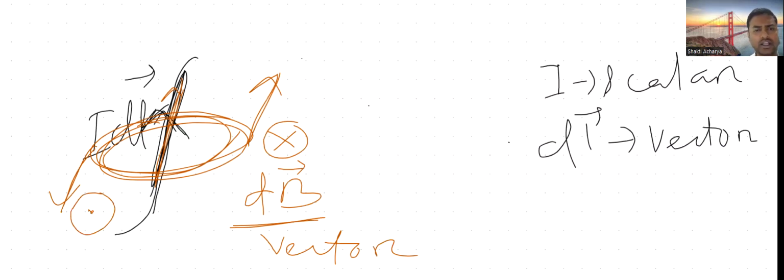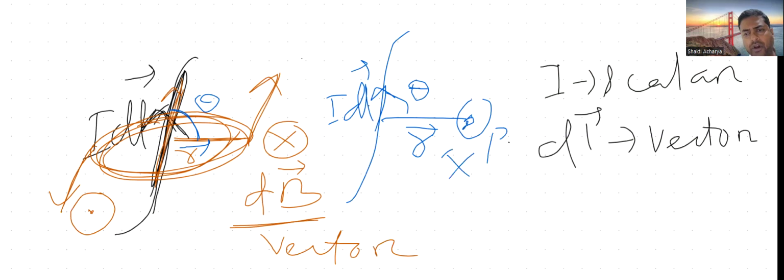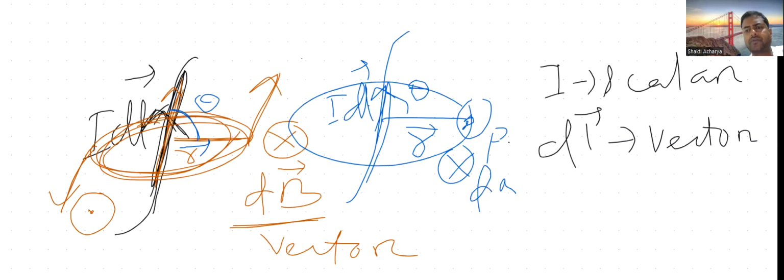And let's say this distance is r, and let's say this I dl is making an angle theta. So if I draw a simple thing, this is r, this is theta, and this is I dl. So I dl and r vector, r is also a vector quantity, the radius vector, are making an angle theta with each other. And we want to find out the magnetic field here. Let's say this point is P, where I want to find out the magnetic field due to I dl current using Biot-Savart law. And here dB vector is towards the paper. So I'll discuss Biot-Savart law.